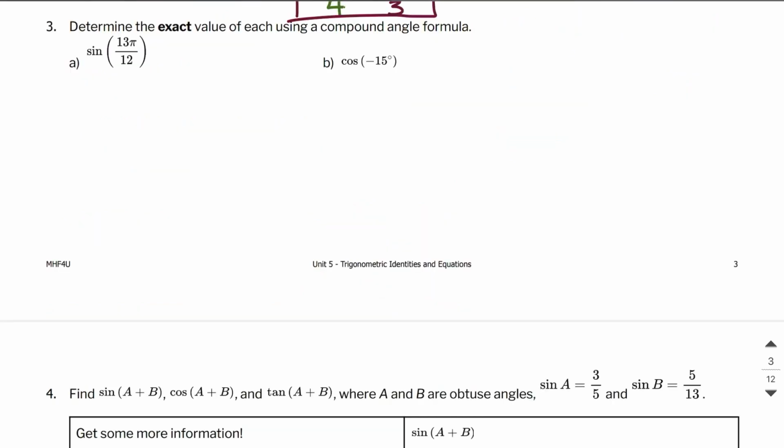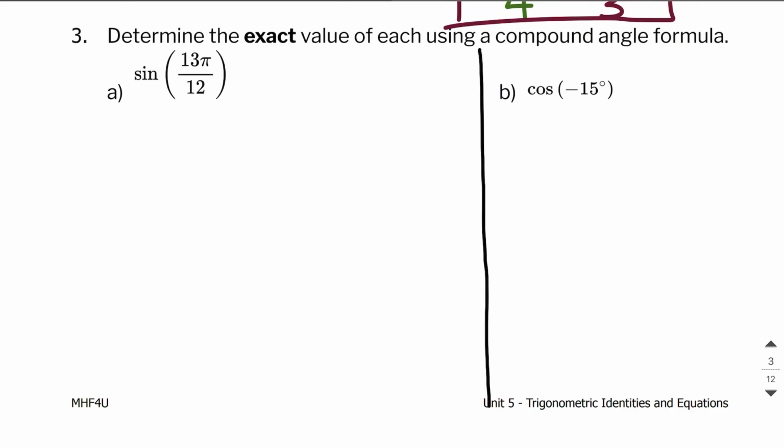All right, so the next question asks us to determine the exact value of each using a compound angle formula. So the first one that we have here is sine of 13 pi over 12. So the first thing that we need to do is determine two angles that we can use that will help us to determine 13 pi over 12. So again, we'll split this up into something out of 12, but we want to use values that we know will reduce to have denominators of 2, 3, 4, or 6.